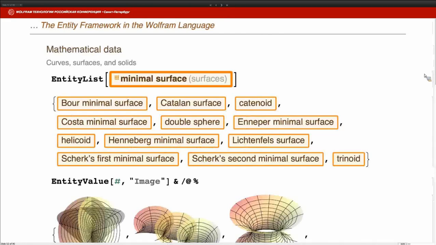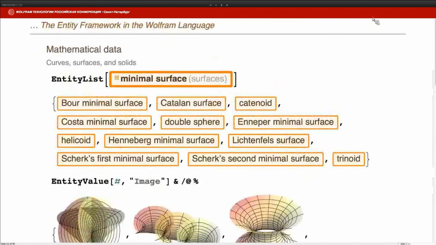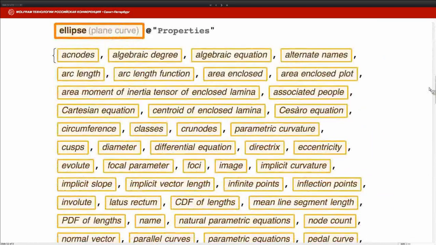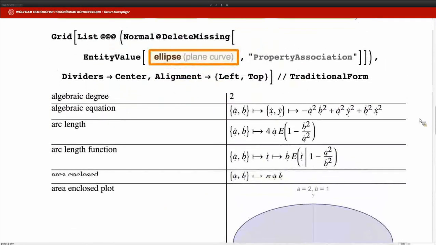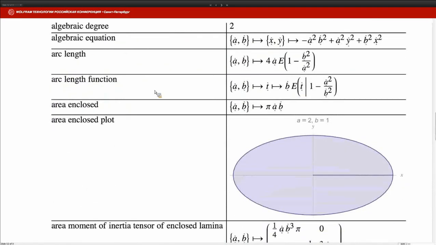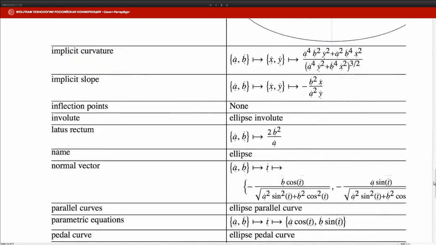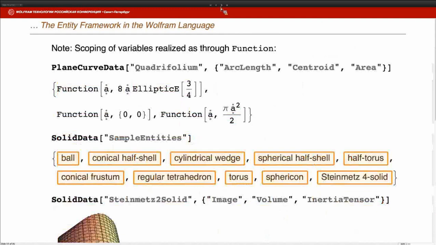So then mathematical data. So far I have mostly spoken about data about literally the real world, but we have a lot of mathematical data. For instance, we have minimal surfaces, we have their names, we can easily get some pictures of them. We have plane curves. There are many of them. We have quite a few properties of plane curves. Here you see them. And here's a quick table that you can conveniently make. Say take an ellipse and you get the algebraic degree, the arc length function, the area, a picture, the involute, the normal vectors. And they're all standardized across all, so it's very nice for direct use.